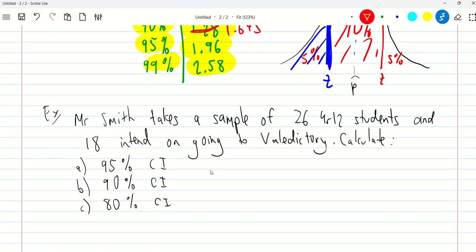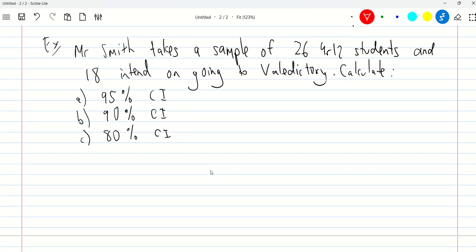So Mr. Smith takes a sample of 26 Year 12 students, and 18 of them intend on going to valedictory. So what we want to do is calculate a 95% confidence interval, a 90%, it's just a bunch of different confidence intervals, okay? And we're saying that is for the value of P, okay? I should have put that in the question as well. All right, so let's have a look at this.